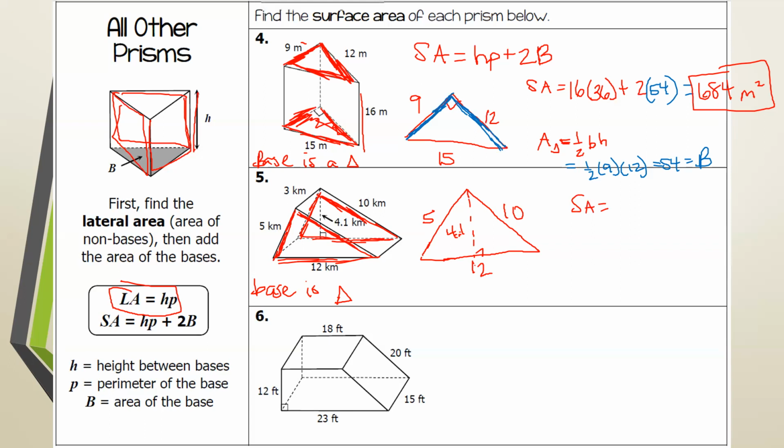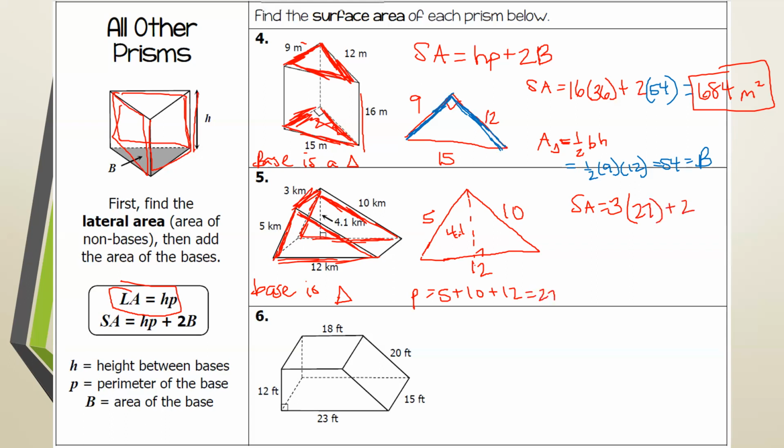The height of the prism is the height between the bases. What is the distance between these two triangles? 3. Then we need the perimeter of the base. The perimeter of the base are the sides of that triangle added together, 5, 10, and 12. So 15 plus 12, 27. So the perimeter is 27.